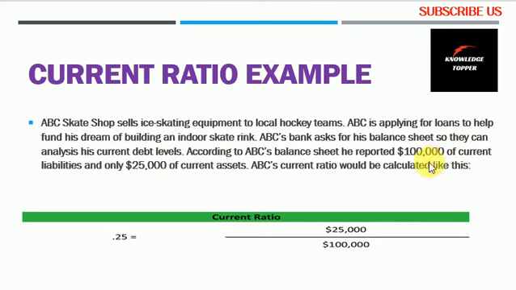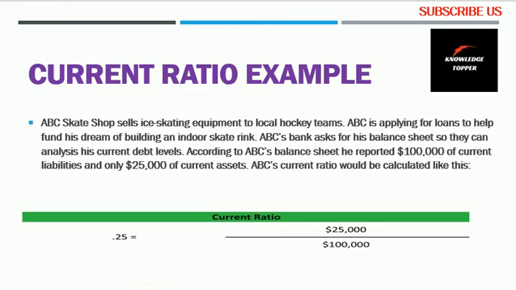As you can see here, the current liabilities are $1 lakh, and our current assets are $25,000. So we will put $25,000 in our formula. While we calculate this, the answer turns out to be 0.25.